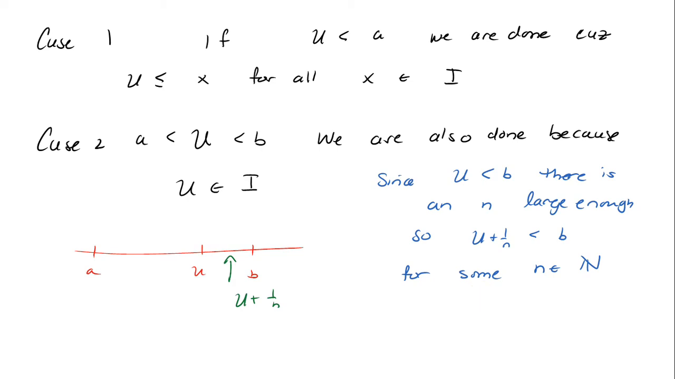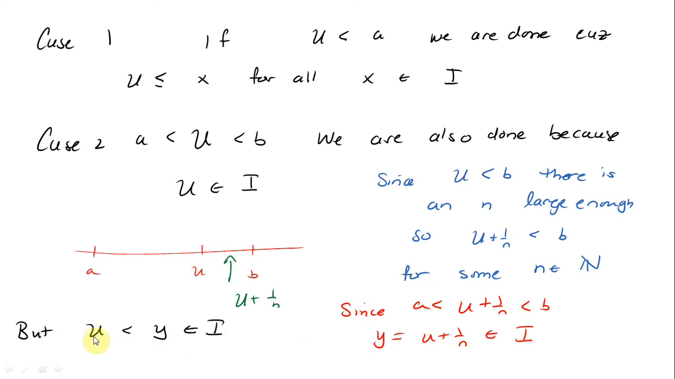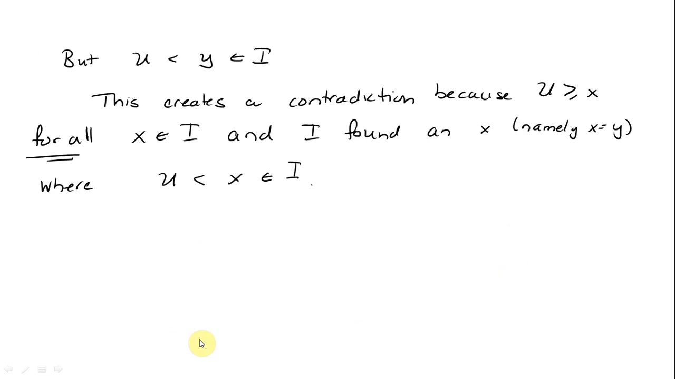Some people may make you prove this. So Dr. Williams may make you prove that, which adds another layer of proving things that are obvious. Since u plus 1 over n is smaller than b and bigger than a, I know that it's an element of I by my inequality definition of I. So u then is smaller than y, but y belongs to I. Well, then that disqualifies u from being an upper bound, because u was supposed to be bigger than y.